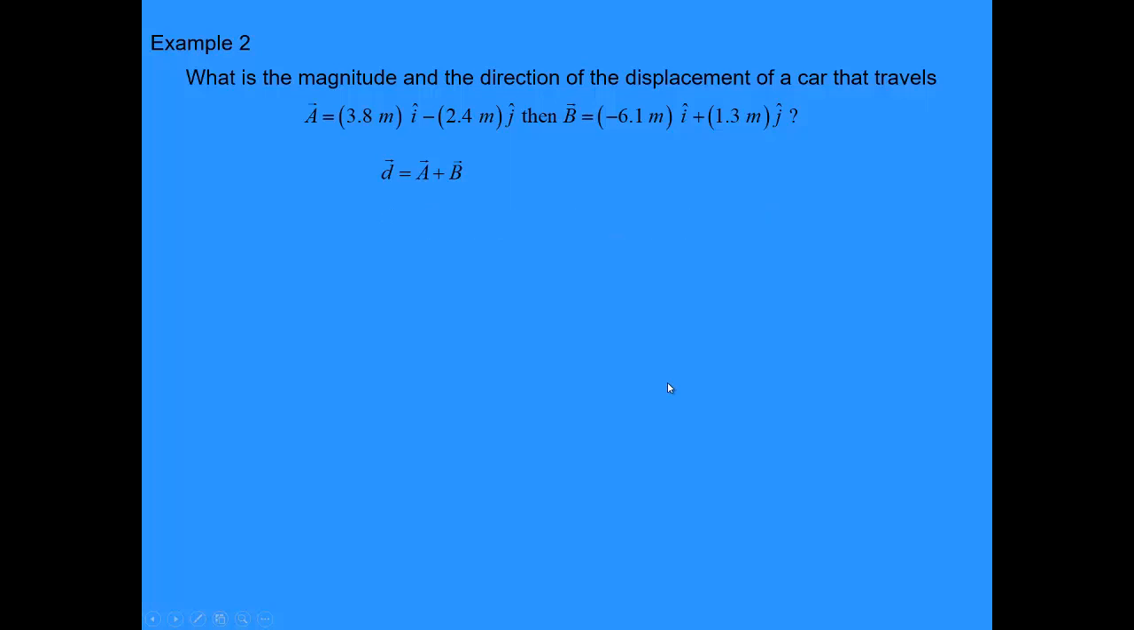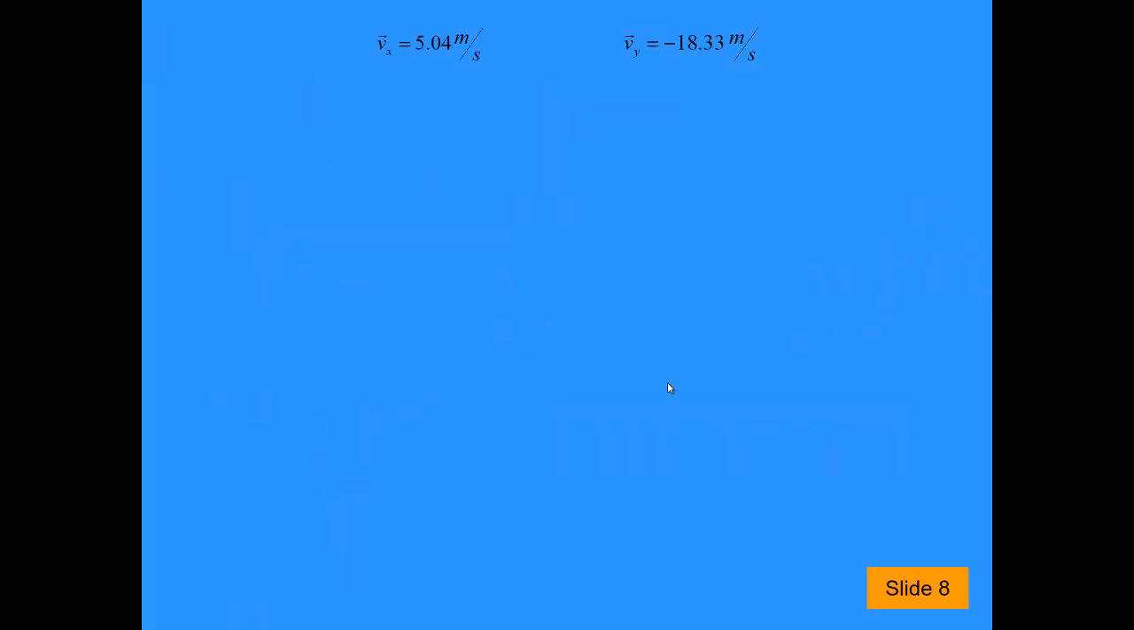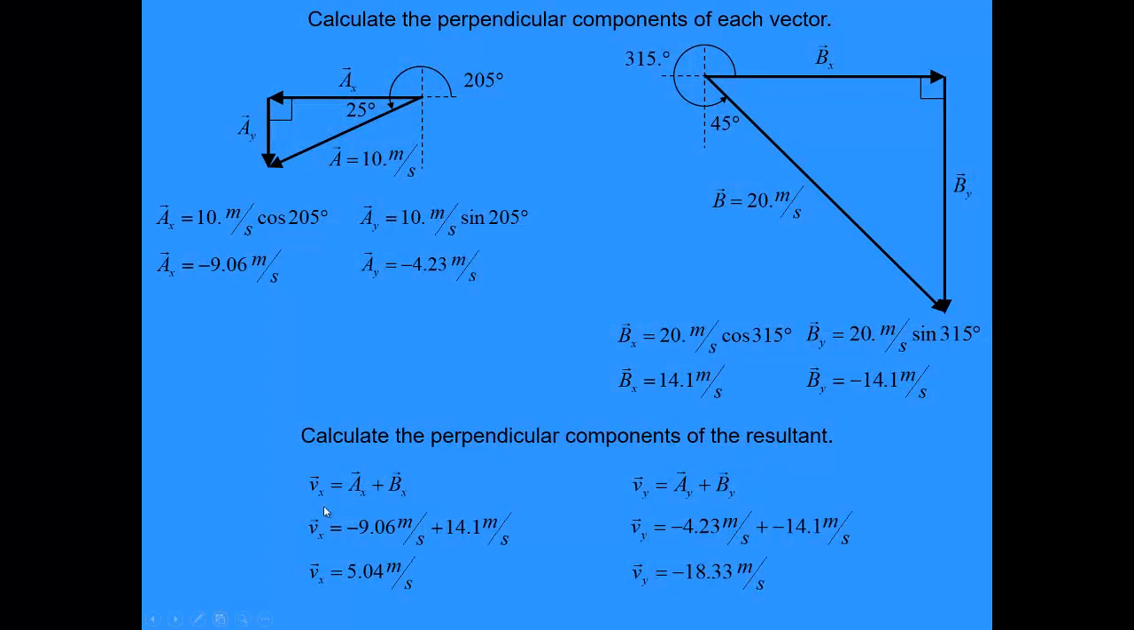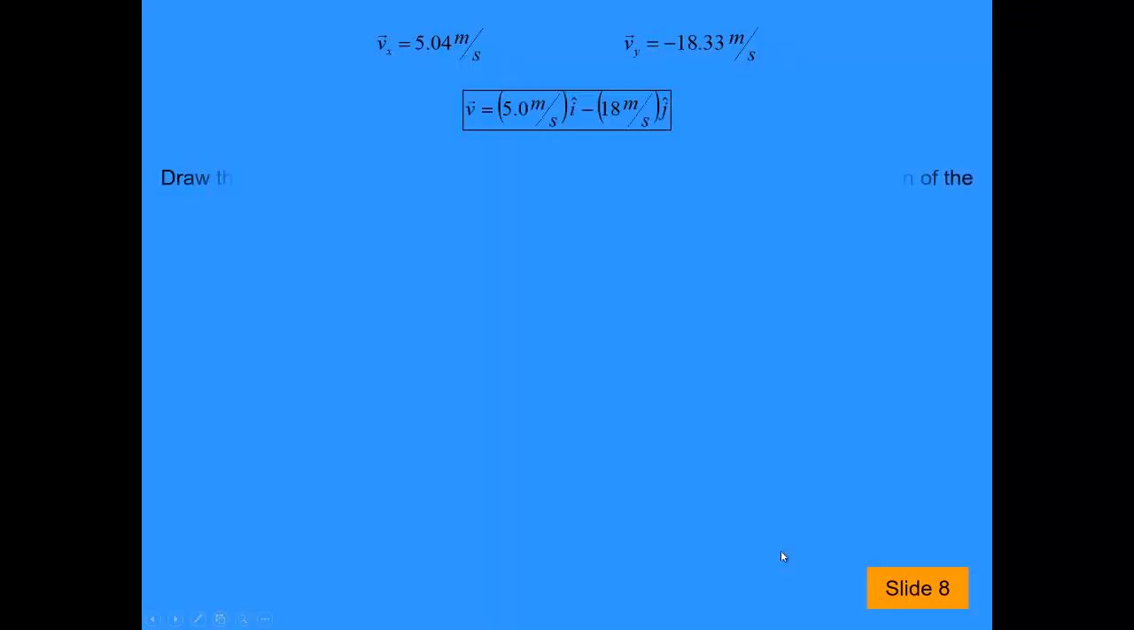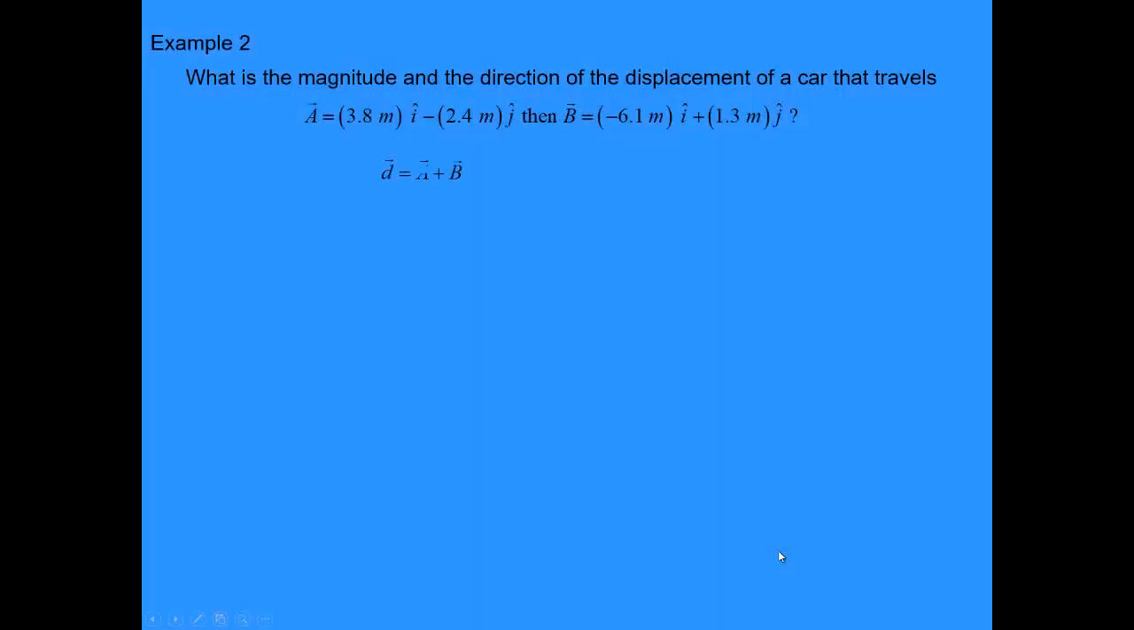This is exactly like what we did back here when we grouped the 2 x components together to find the x component of our resultant, and the 2 y components together to find the y component of our resultant, except we're doing it in unit vector notation. So we group the 2 i caps. Notice I put these inside of the parentheses. 3.8 meters and a negative 6.1 meters. Don't forget the minus sign.